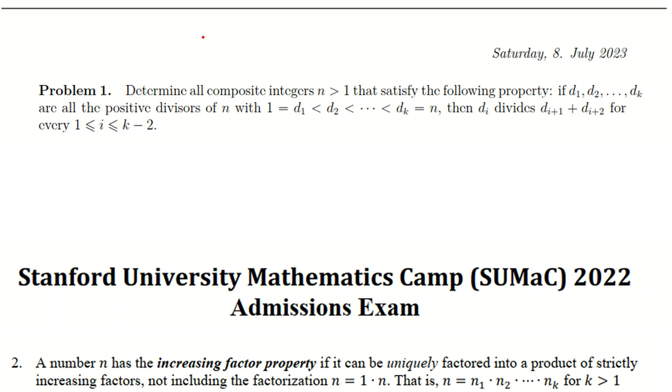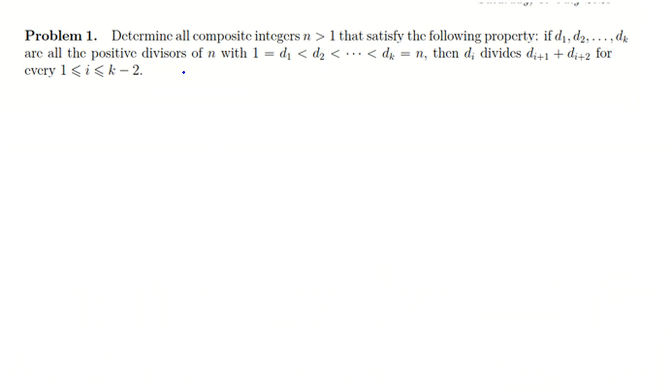So let's try first this problem of IMO 2023. It says: determine all composite numbers n greater than 1 that satisfy the following property. If d1, d2, up to dk are all the positive divisors of n with 1 equal to d1 less than d2 less than dk equal to n, then di divides d(i+1) plus d(i+2) for every i from 1 to k minus 2. Why does it say composite? Because we need at least 3 divisors to check this, for example, d1 divides d2 plus d3. If it is not composite, it's prime or it's 1, so we have at most 2 divisors, and we can't check this condition. That's the reason the problem says composite, and I only wanted to tell you why.